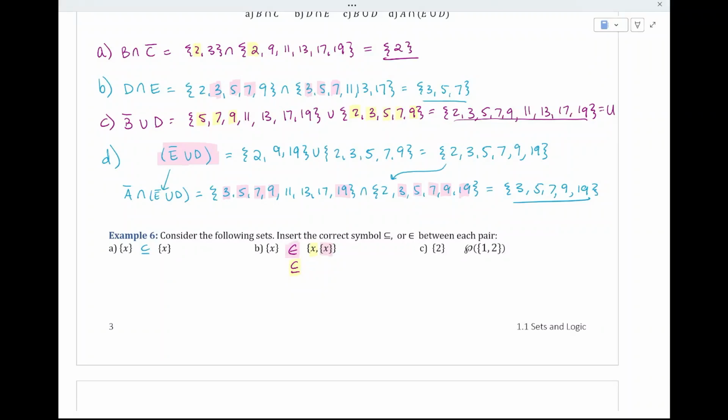Okay, next one. The set that contains 2, is that in the power set of the set 1, 2? So does the power set contain the element that is the set of 2? And it does. The power set, maybe we'll just write it here. The power set of 1, 2 is the set that contains the empty set, that's a subset of every set, the set that contains a 1, the set that contains a 2, and the set that contains 1 and 2. So here it is an element of this set.